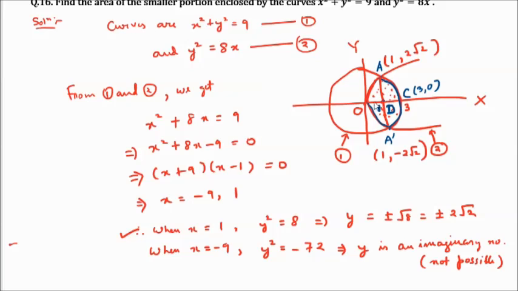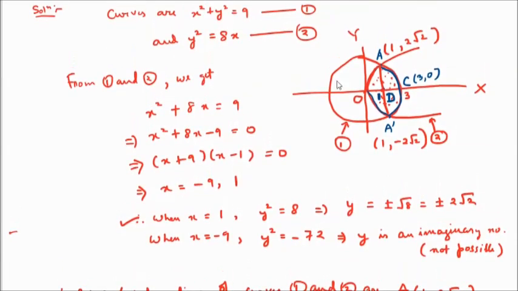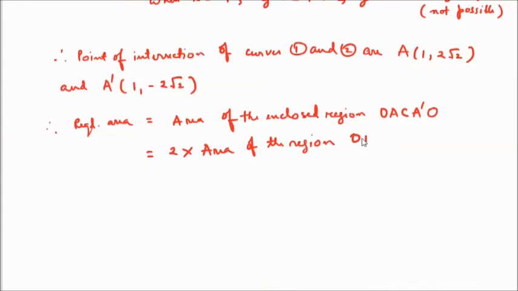is symmetrical about the x-axis. That means the region above the x-axis is equal to the region below the x-axis. So instead of finding the whole area, I can find only the region above the x-axis and multiply this by 2. That means I can write 2 times the area of the region, this one, ODCAO.